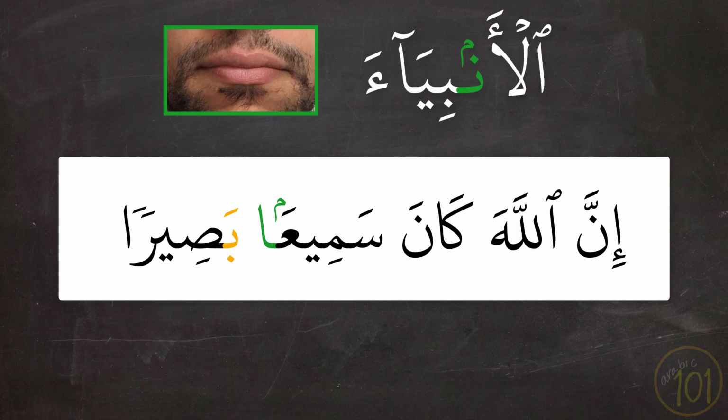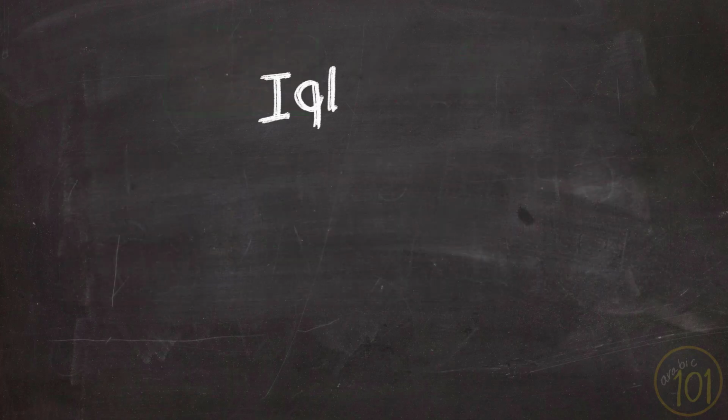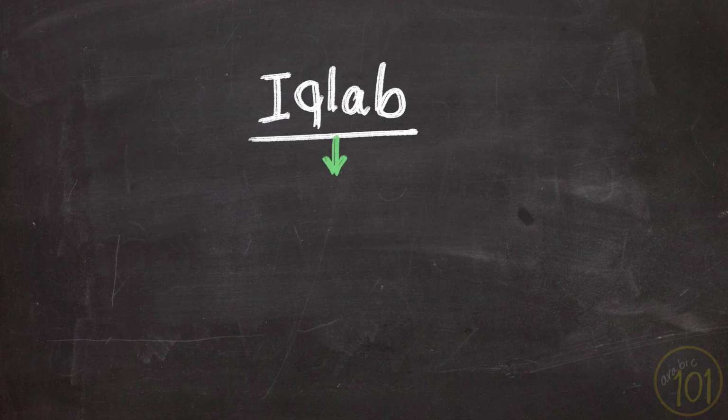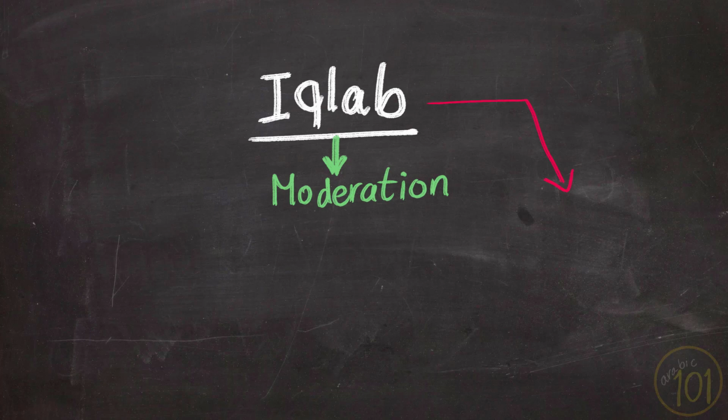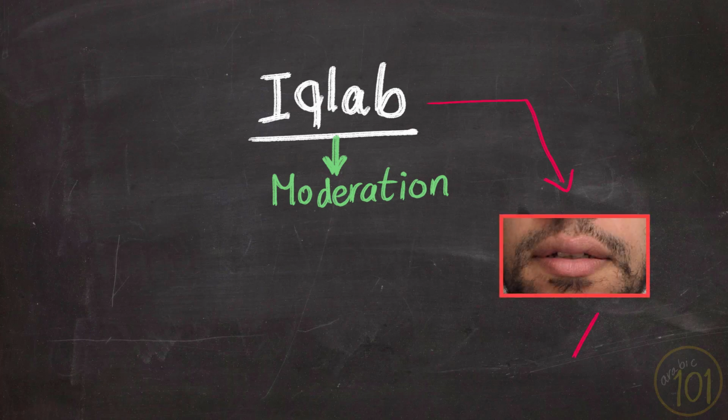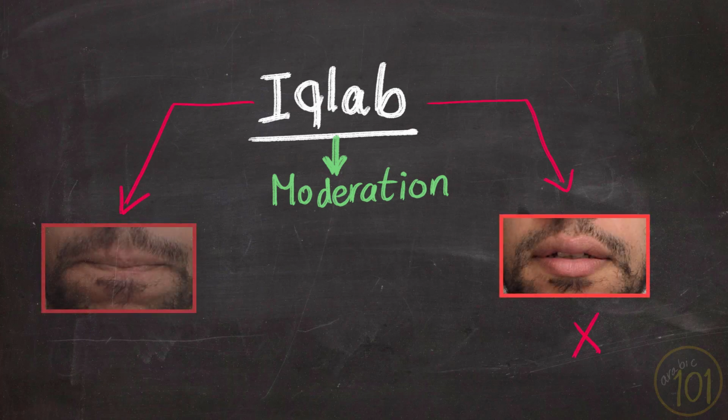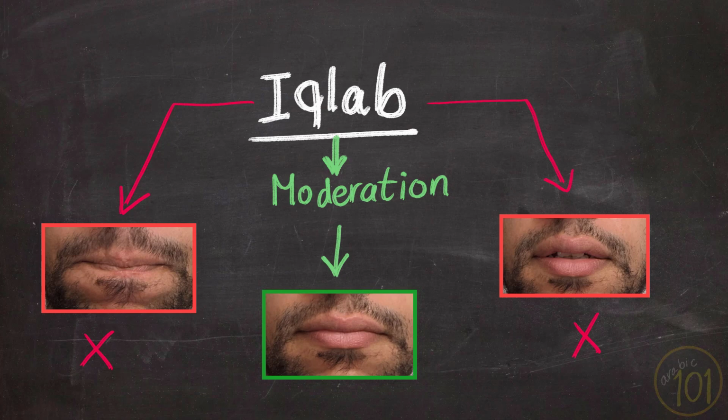So Iqlab is just like any other Tajweed rule. When applying it, moderation is the best practice. You should not be leaving a gap between your lips when performing Iqlab, but that doesn't mean that you will be pressing your lips hard against each other when performing it either. It is in between.